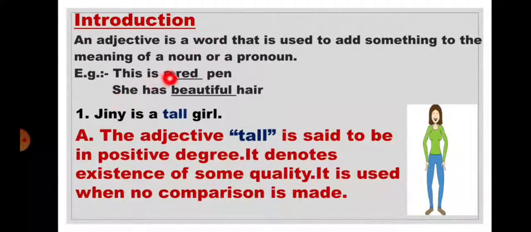For example, this is a red pen. She has a beautiful hair. So here red describes a noun, pen. Beautiful describes a pronoun, she. So here red and beautiful are adjectives.